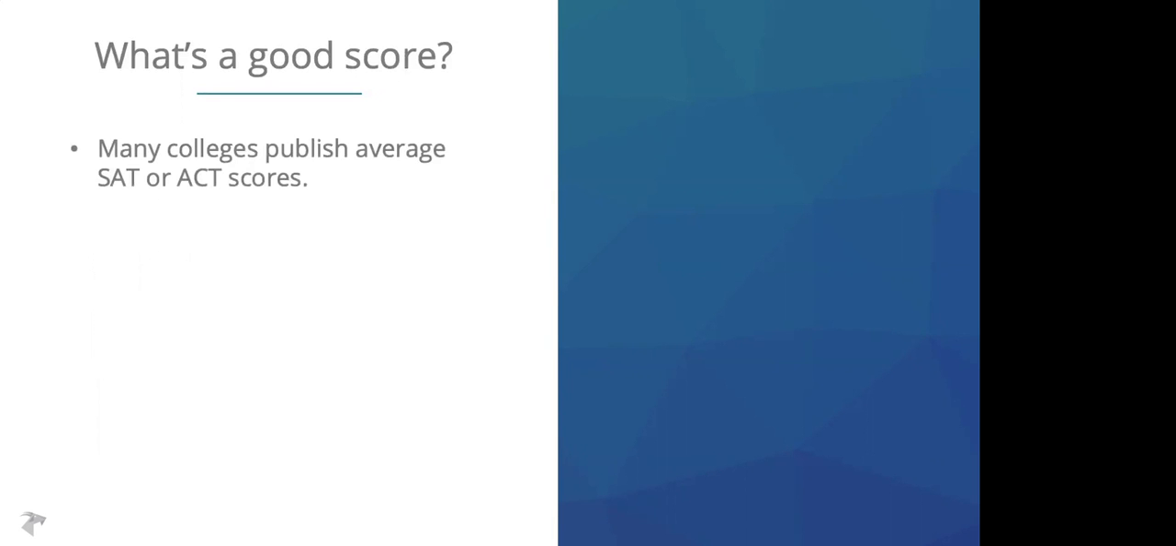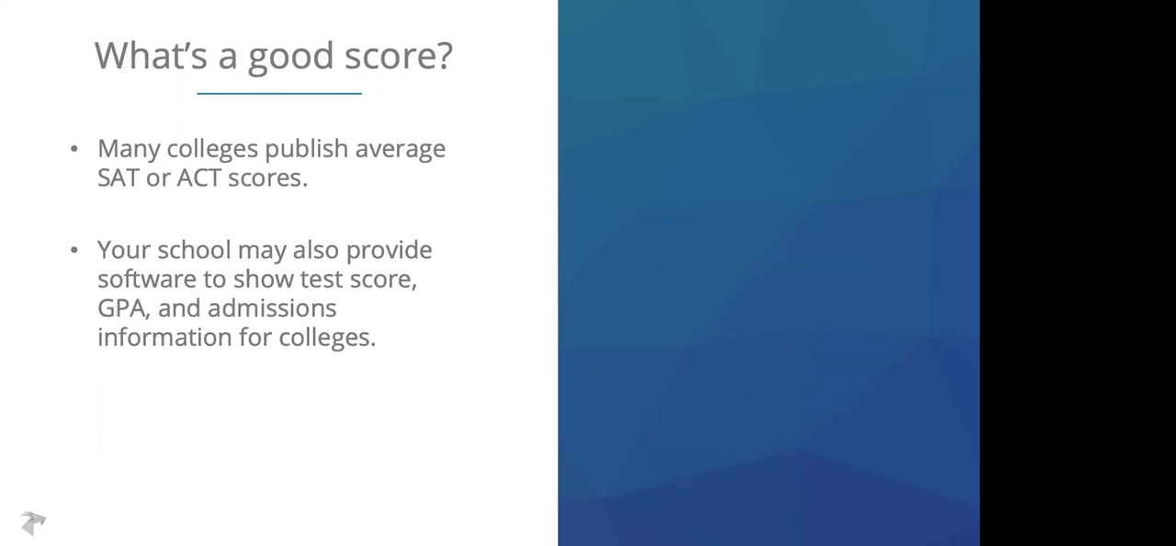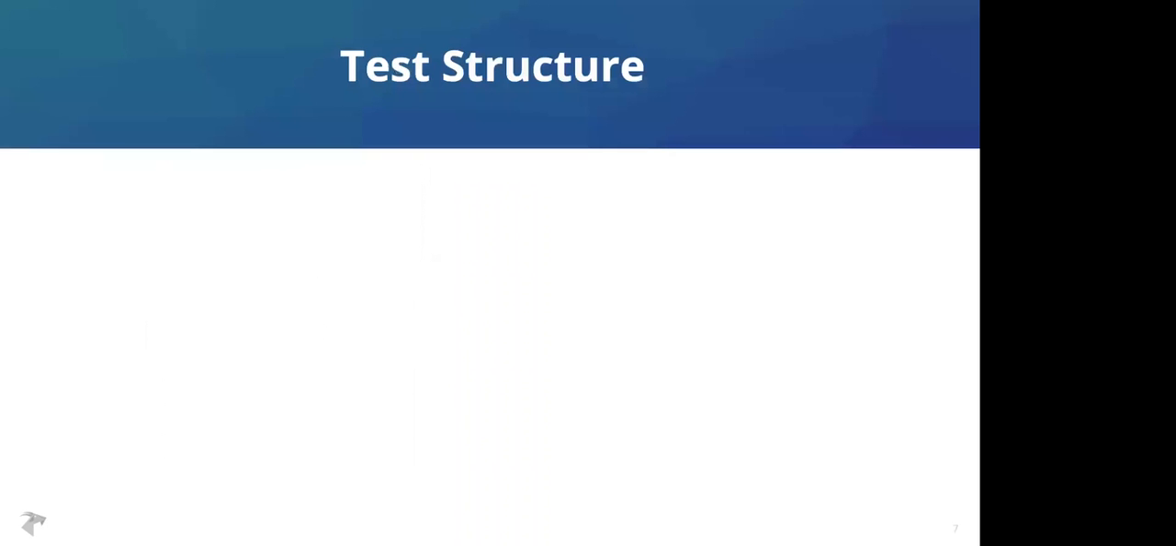So you might be wondering, what is a good score? And it really depends on the school. Many colleges will publish average SAT or ACT scores for their accepted students. Additionally, your school may have information about test scores, GPA, and other admissions information for colleges. So definitely check with your school, and by your school, I mean your current school, to see what information they might have, and then check the college admissions department to see if they have data on the average ACT or SAT scores for their accepted students.